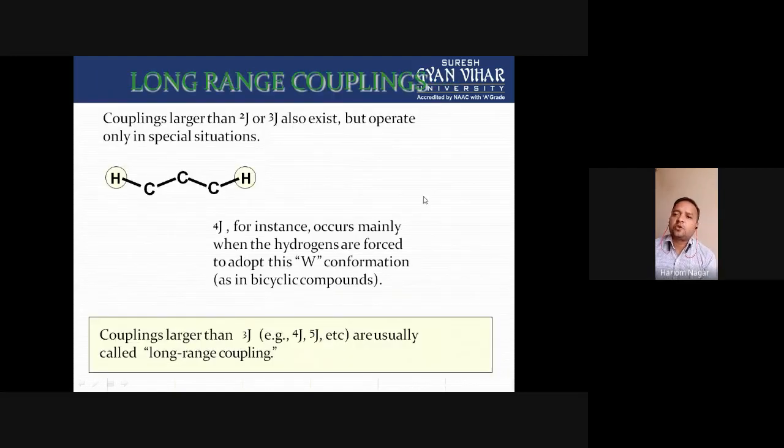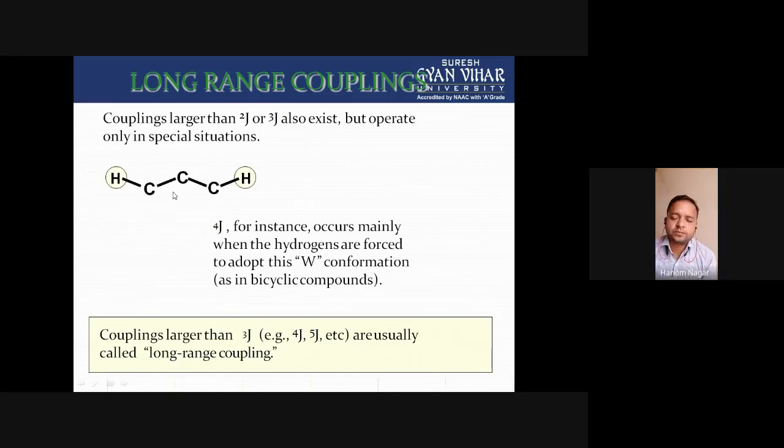Now the next type is long range coupling. This is the coupling between two protons which are distant, at a distance of 4 or more than 4 bonds. Here is a 4 bond distance: one, 2, 3, and 4 between these two protons. So if 4 or more bonds lie between two protons, then the coupling constant value will be very low.